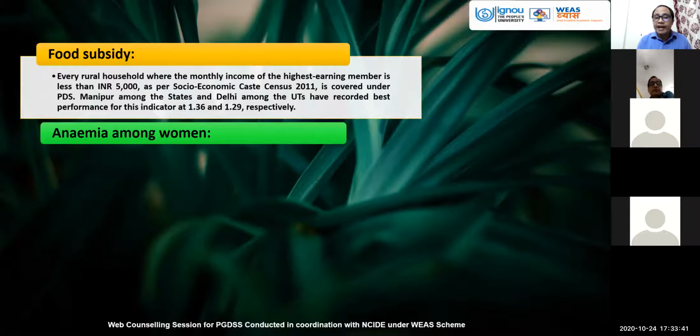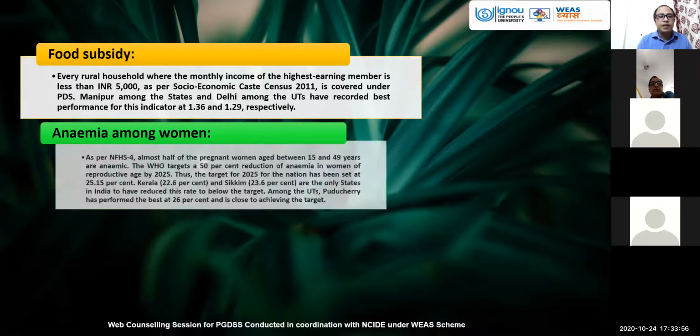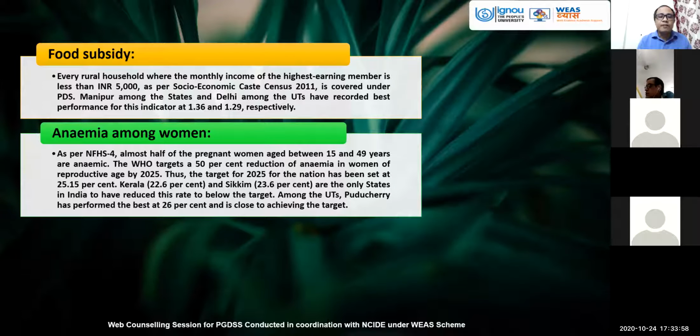Then we talk about anemia. Anemia among women is one of the indicators we have to understand, because especially the health of the woman is the indicator of the health of our children. In this also we are improving. The target of the World Health Organization is a 50% reduction of anemia in women of reproductive age, that is between 15 and 49, by 2025.